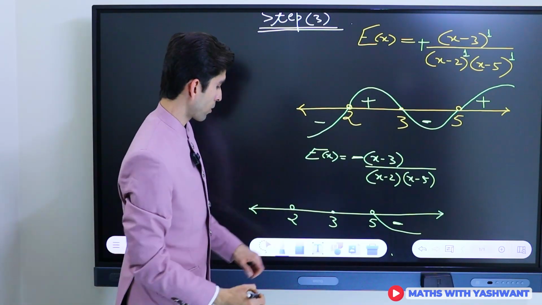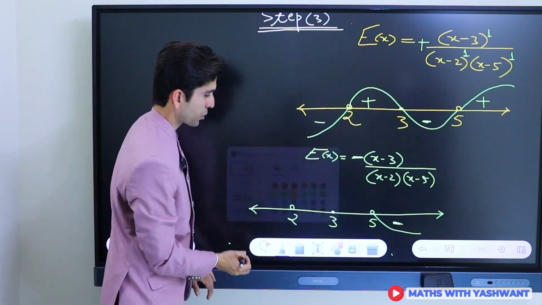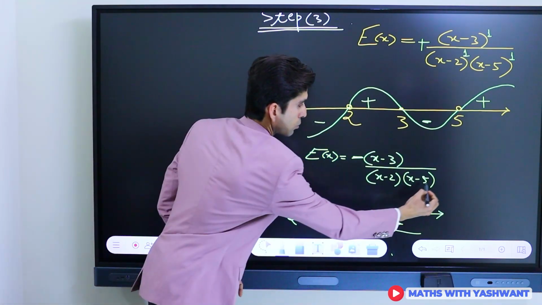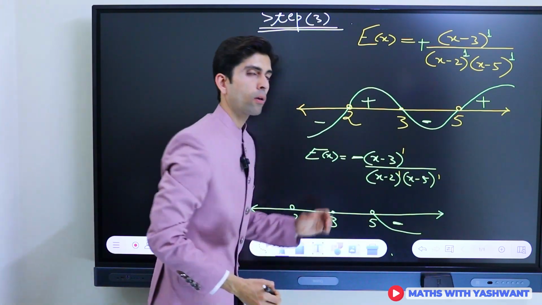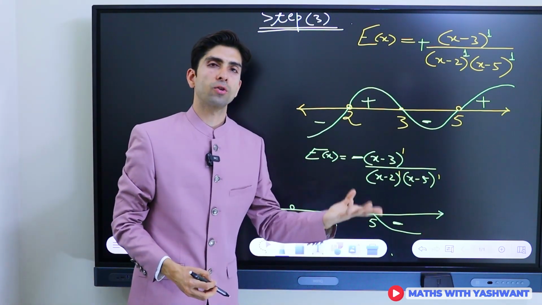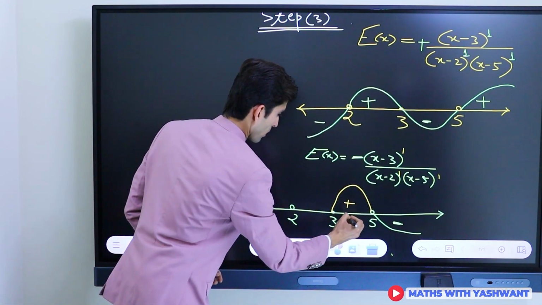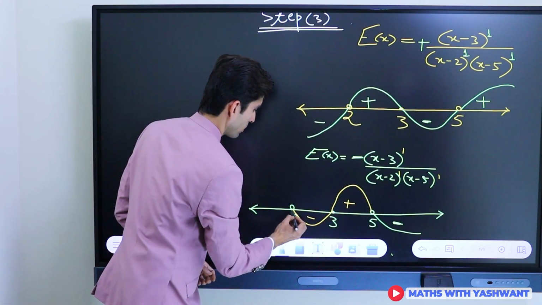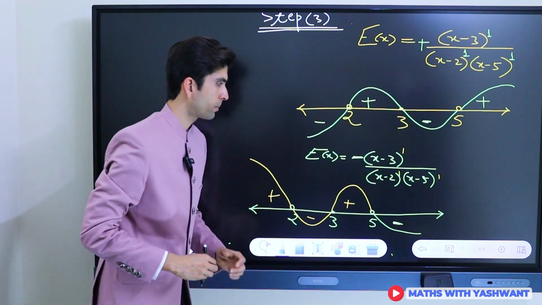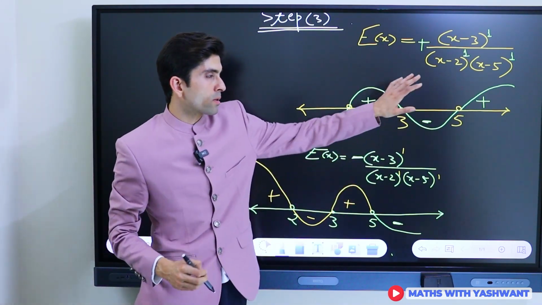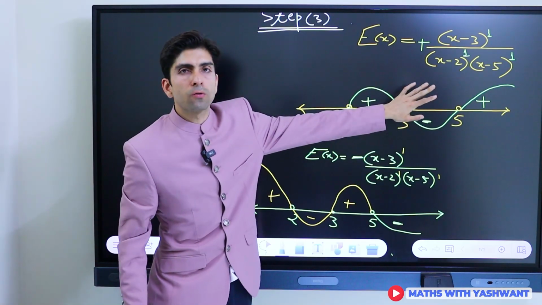Now the same logic goes for this expression as well. We change the sign because all the powers are odd, and when all the powers are odd we change the sign alternately, positive to negative or negative to positive. So we keep doing this and we get the wavy curve for our expression. Now what's the significance, or what message does this wavy curve convey to us?